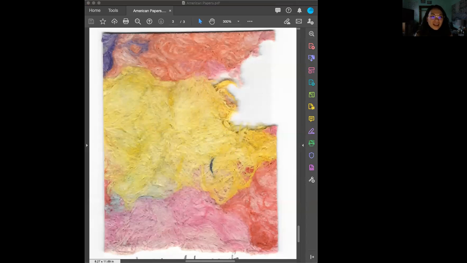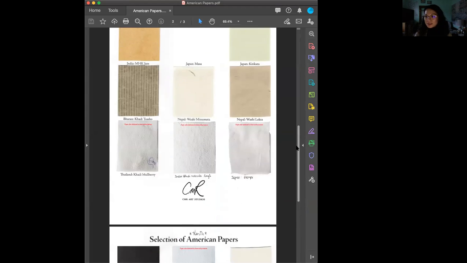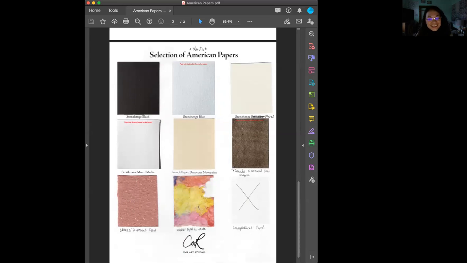So that is paper, and I think that these papers are really helpful because when you're working in art and you're tapping into your creativity, you want to be excited about even the surface that you're working on as well as the materials. So these are just opportunities for little inspirations. So that's all I got, part one.